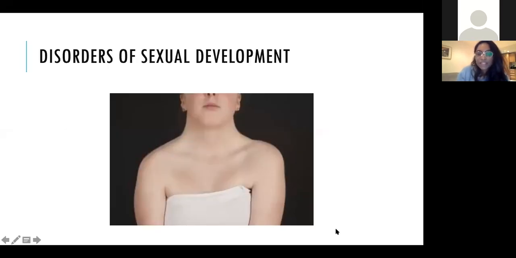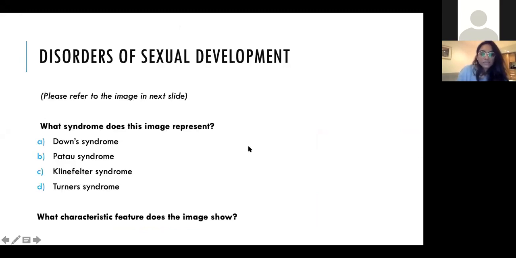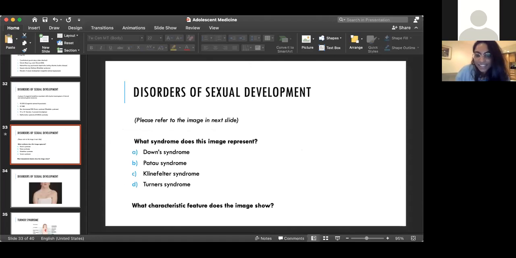Okay, have a look at this image and going back to the question. So the first question is what syndrome is this? For that, I need to go back. Minimize? No, I can't minimize. Okay, so what syndrome does this image represent? To know where the poll's gone. So because I minimized it. Oops.